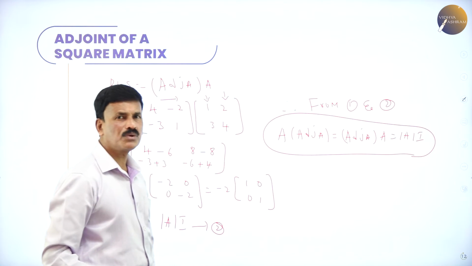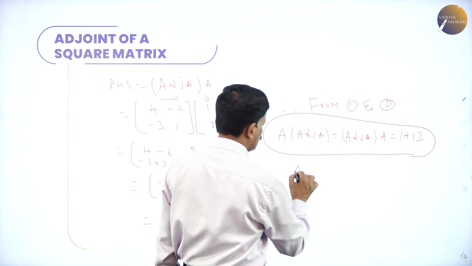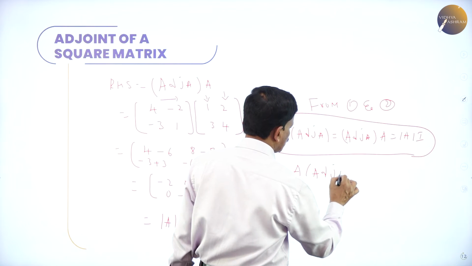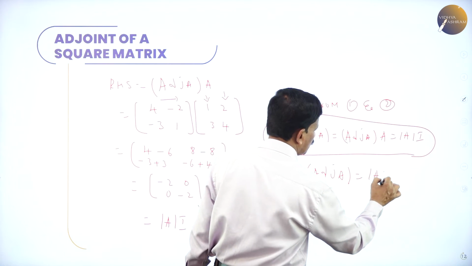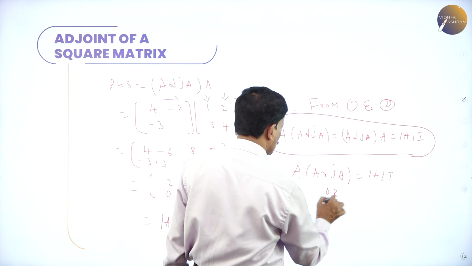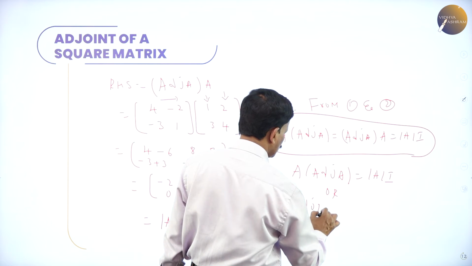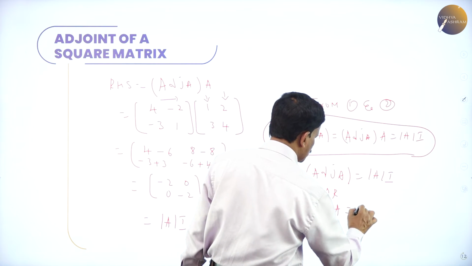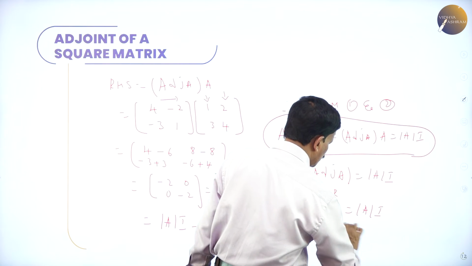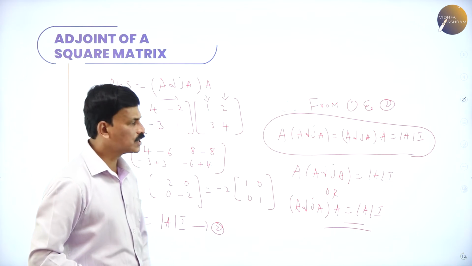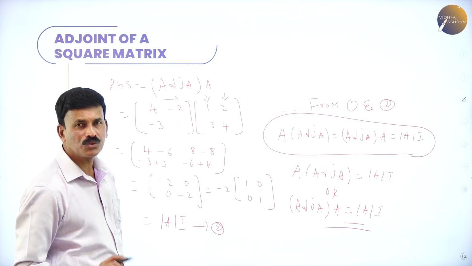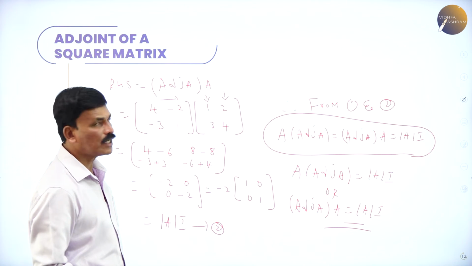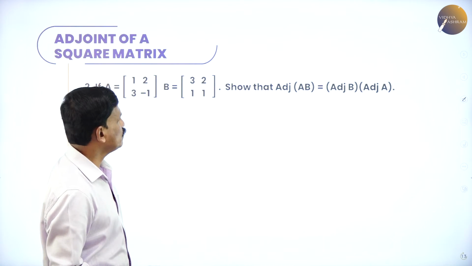So, this is very important. That means A into adjoint of A is always equal to determinant of A into I, or adjoint of A into A is also equal to determinant of A into I. So, this is a very important type of problem. Hope you followed. Okay. Now, let us come to the next problem, same type of problem.